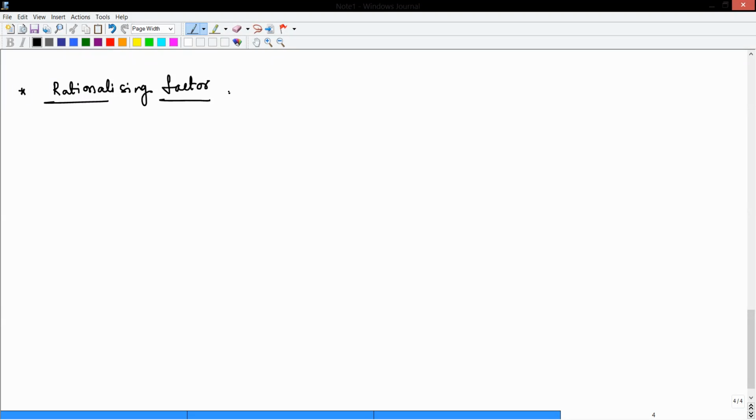Rationalizing factor of a number. If the number is in the form of root of a, which means it is like a power 1 by 2, with which you have to multiply so that you get a rational number. Your rational number will take it as a. So all I'm asking you is 1 by 2 plus how much? It is going to be 1, the least number I want.